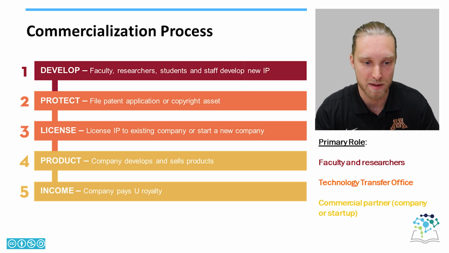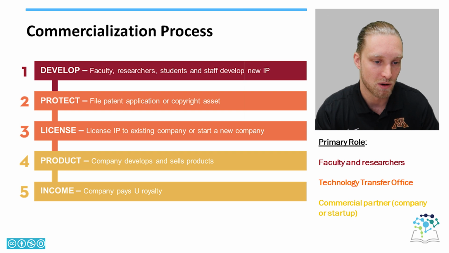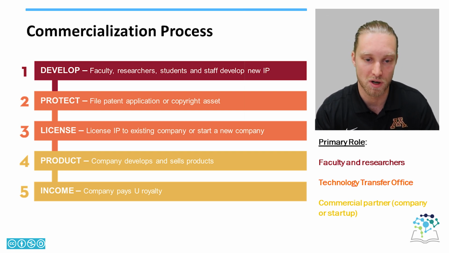And then the goal for that IP asset is to be licensed either to an existing company, or another route is to start a new company and form a startup that's going to take that IP. Again, it's still going to be a license between either the existing company or the new company, but depending on the business plan, there are some options there. And then once that IP asset has been licensed, it's the commercial partner's job, either the company or the startup, to develop it further into a product and ultimately sell the product. And then once there are products being sold using your IP, that's generating income, and that company will pay the university or your institution some sort of royalty percentage. And hopefully that goes back into your research and continues to help you develop new innovations and new IP.